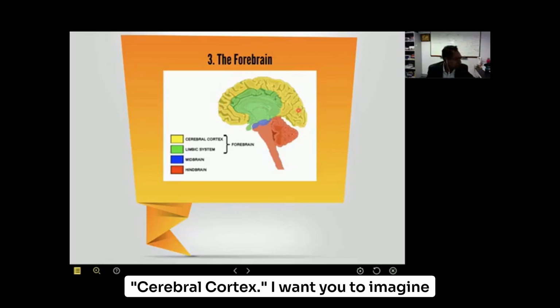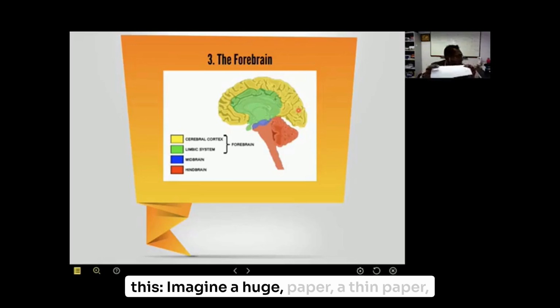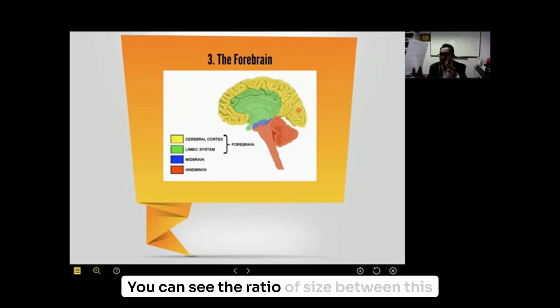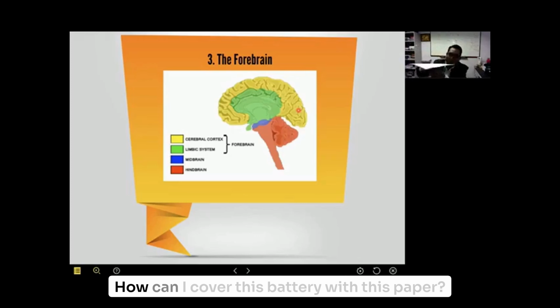I want you to imagine this. Imagine a huge, big paper. What I have here is a small battery. You can see the ratio of size between this small battery and this huge paper. How can I cover this battery with this paper?